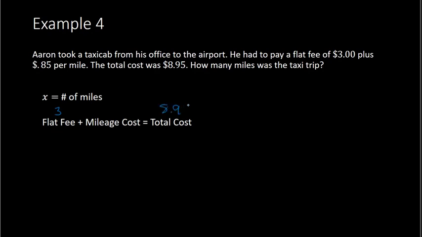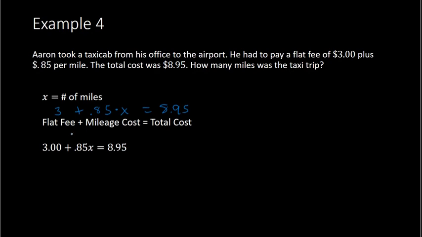The tricky part is going to be the mileage cost. So I know that it's 85 cents per mile. So if I take 85 cents times the number of miles, that's going to give me the mileage cost. So I take 0.85 for 85 cents, multiply that by the number of miles, which is x. That is your unknown. So 0.85 times x would be this mileage cost. So my equation would be 3 plus 0.85x equals 8.95.